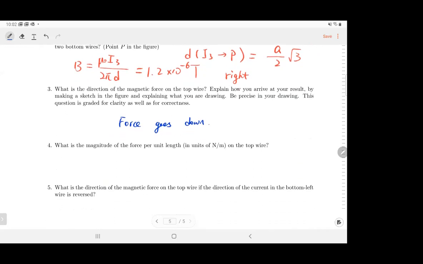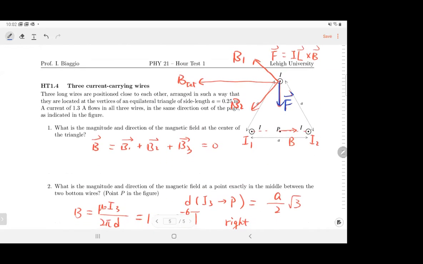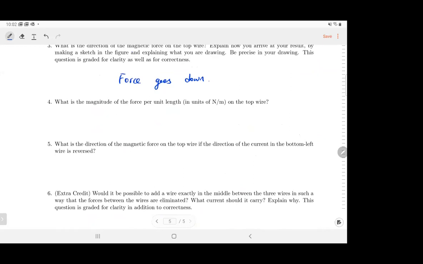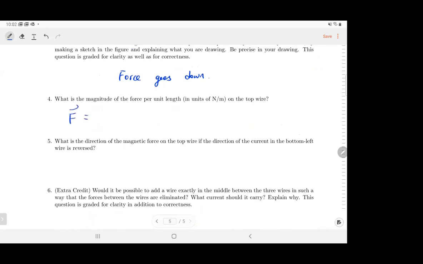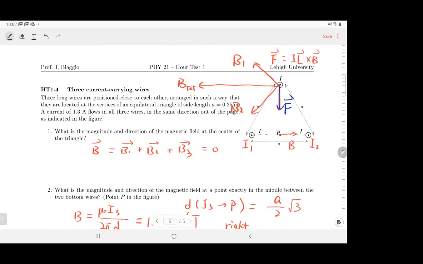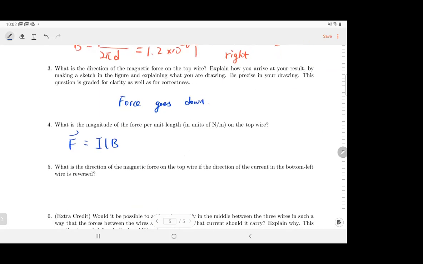Then what's the magnitude of the force per unit length? Let's calculate the force. So the force is equal to the current times the length cross B. And because L and B are perpendicular, we can just remove the direction and use the number. Then you will find that the force per unit length, we remove the L on the left, that will be equal to I, and I is the I3 times B total.